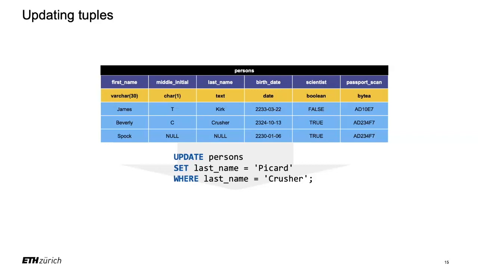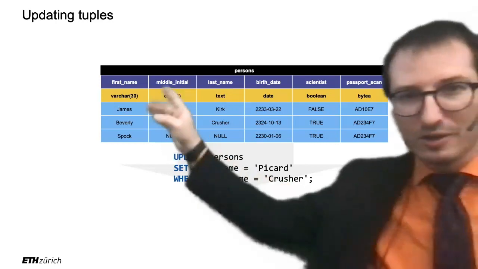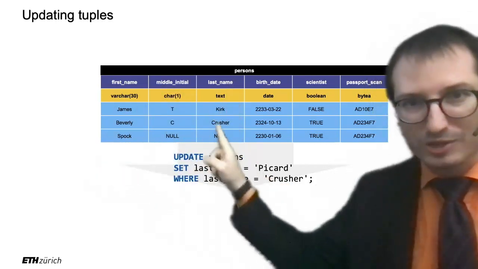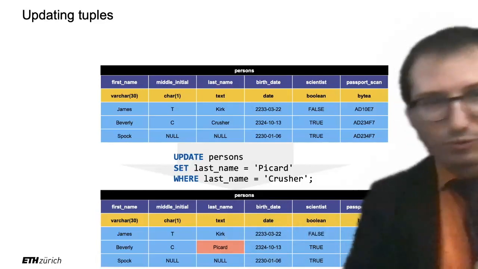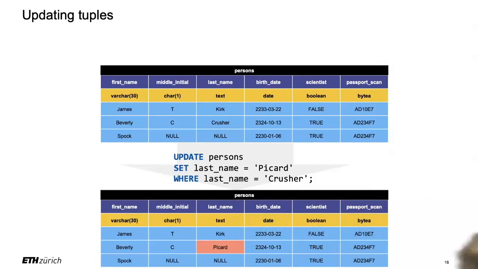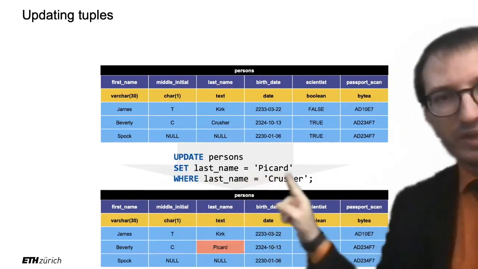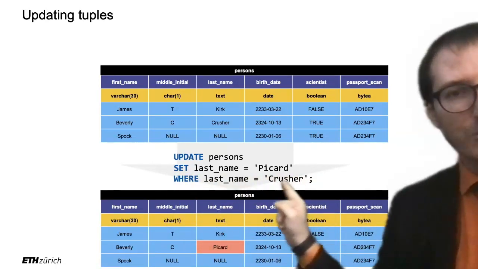We inserted tuples, now we can update tuples. So how do I change some values in there? Well, there is an update statement, and I can just say UPDATE persons, that's the name of the table, SET the last name to Picard, WHERE last name equals Crusher. So it's going to find the records where the last name is Crusher right here, and it's going to change it to Picard, right?